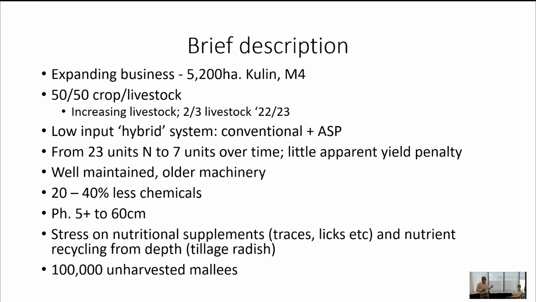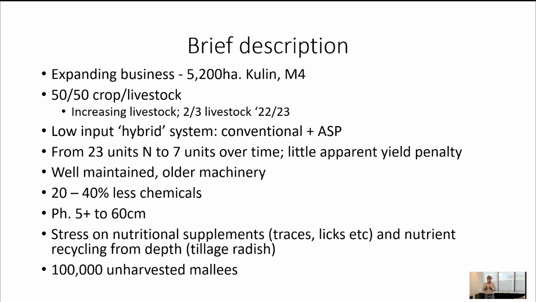The application of nitrogen slides down over time, from 23 units, which is what they use when they're renovating the paddocks that they're bringing into the system, to, at the moment, a uniform application of 7 units, and they're aiming to get that down lower again. And this year, I think the yield was 3.5 tonnes. So on an average year, it's not much, but in a big year like this year, they'll show up.